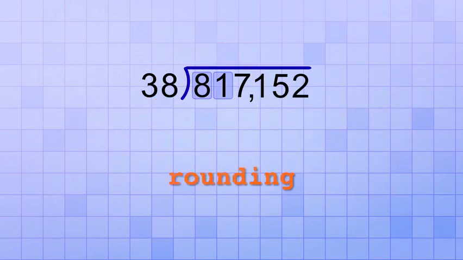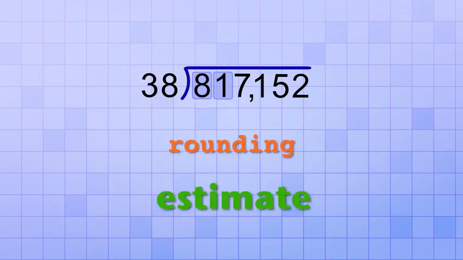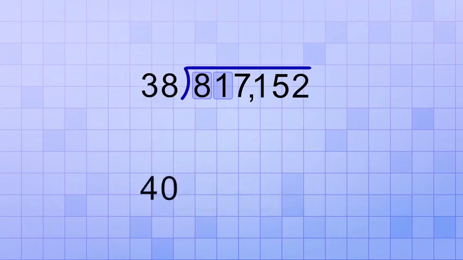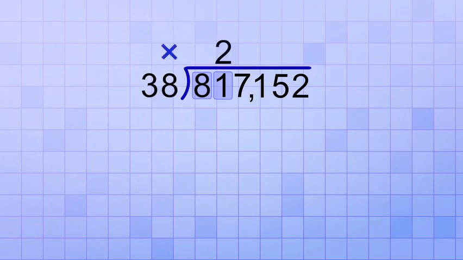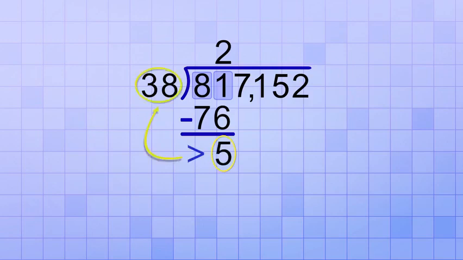Again, we're going to use rounding to help us estimate the answer. 38 is close to 40, and 81 is really close to 80. And since 80 is 2 times 40, my estimate for the first answer digit will be 2. 2 times 38 equals 76. And 81 minus 76 leaves a remainder of 5. We know our estimate was just right because 5 is less than our divisor of 38. Now we move on to the next digit.